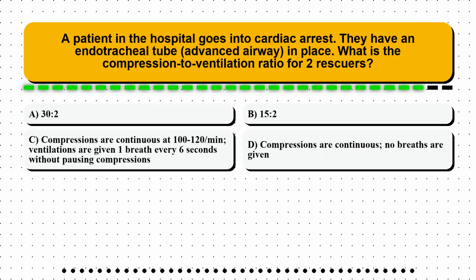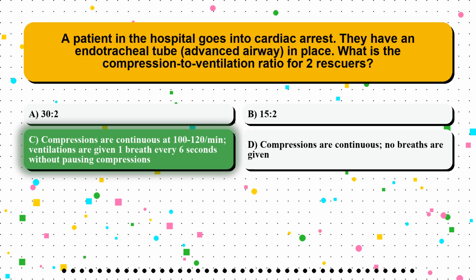Question 17. A patient in the hospital goes into cardiac arrest. They have an endotracheal tube, advanced airway, in place. What is the compression to ventilation ratio for two rescuers? Option A, 30:2. Option B, 15:2. Option C, compressions are continuous at 100-120/min. Ventilations are given one breath every 6 seconds without pausing compressions. Option D, compressions are continuous, no breaths are given.